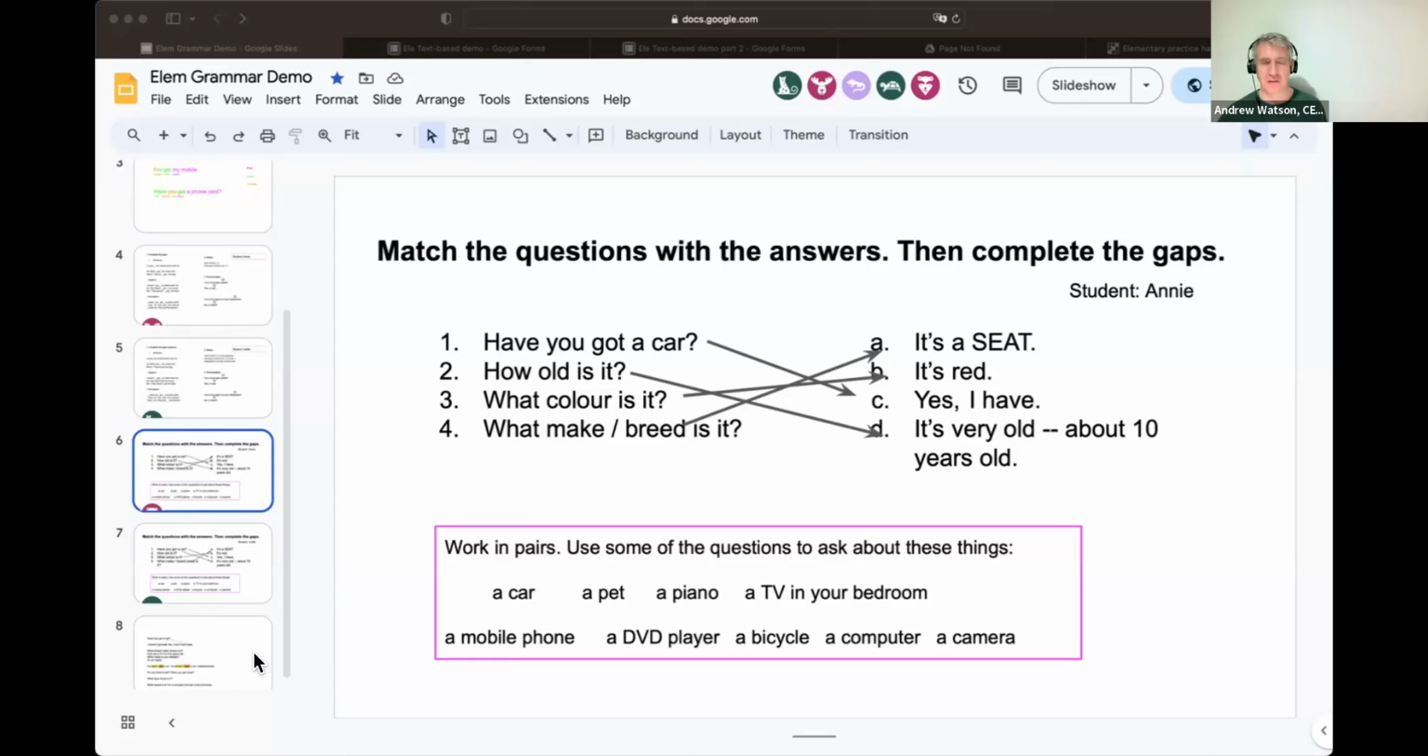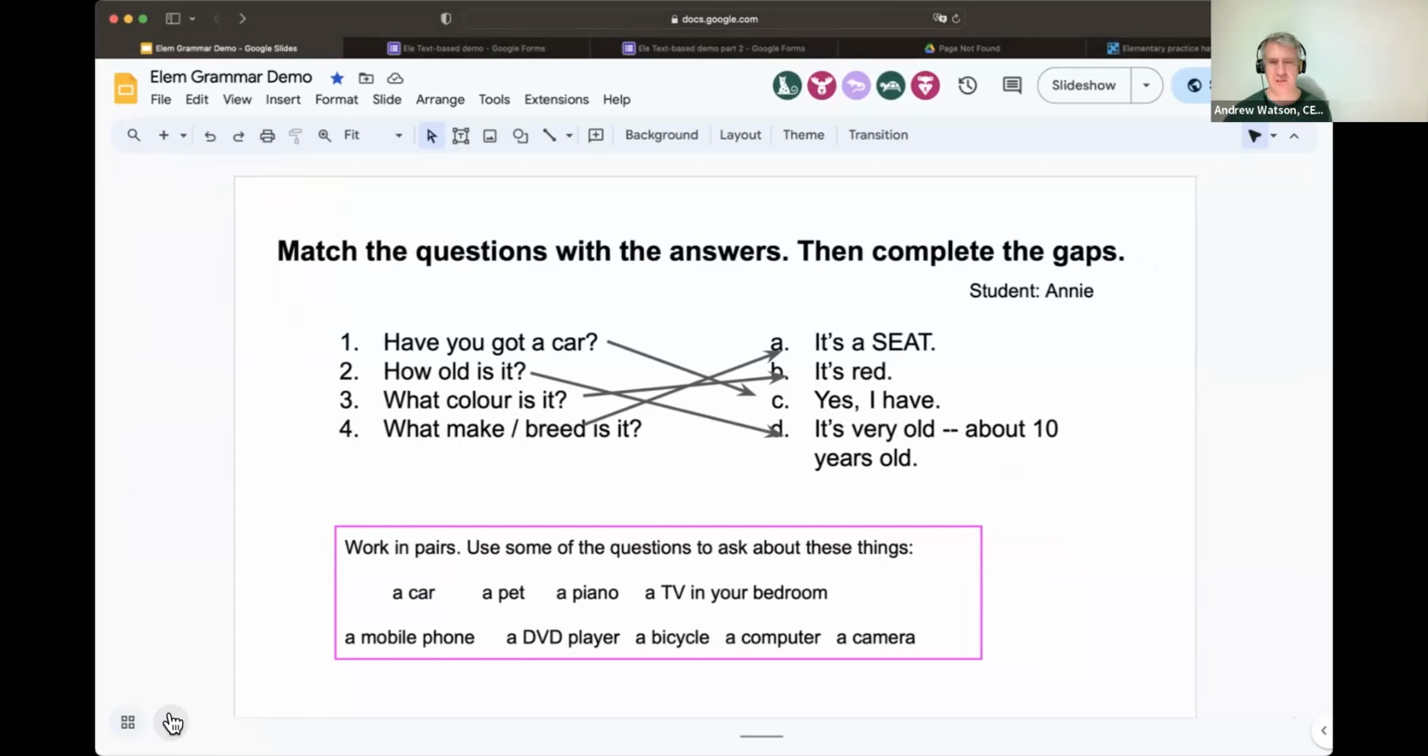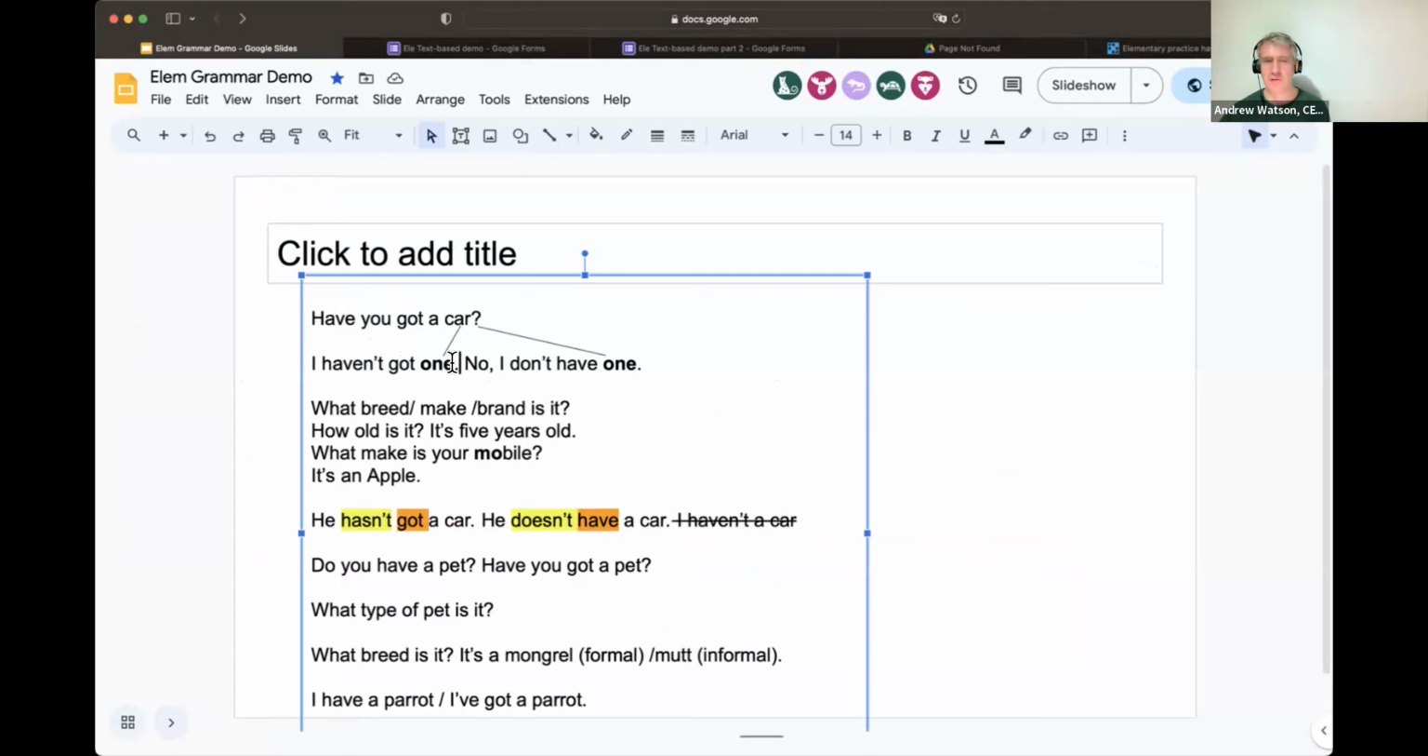Okay. So let me give you a little bit of feedback. What you said was very accurate. However, there's some different ways you can say these things. Notice you can answer when someone says, "Have you got a car?" You can say, "No, I haven't got one." One refers to the car, so you don't have to repeat car. Or no, I don't have one.